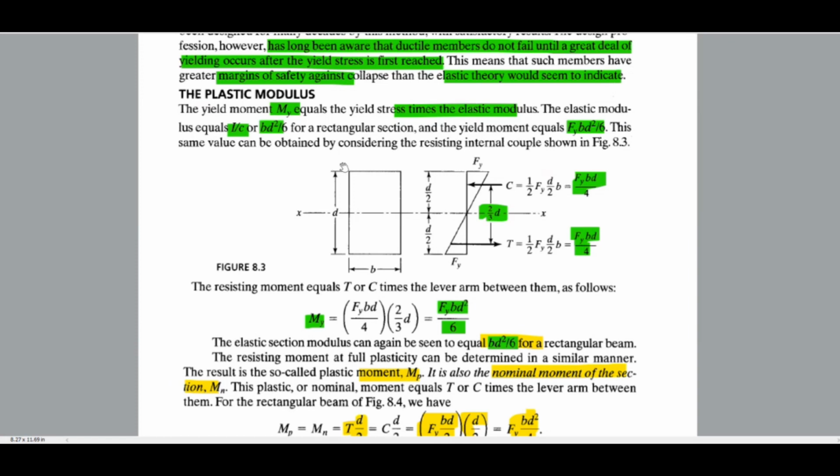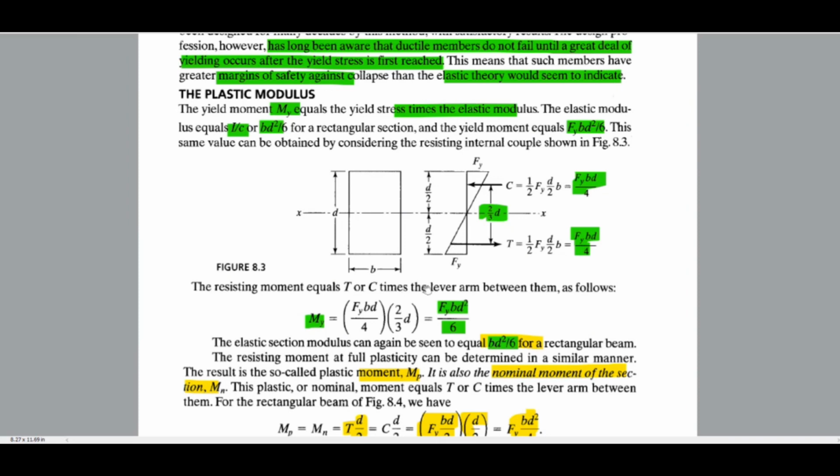This can be obtained by considering the resisting internal couple. This is 2/3. From here 1/3, from here 1/3, right? So 2/3. Half of this triangle is half into the vertical height d by 2, this is b, and Fy into d by 2 into b. So Fy b d by 4.